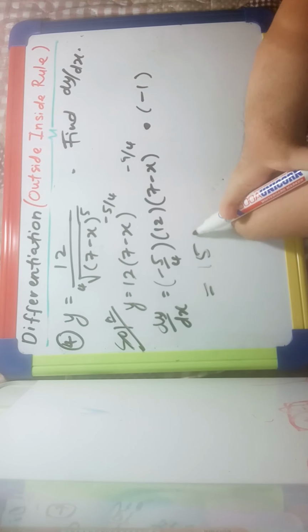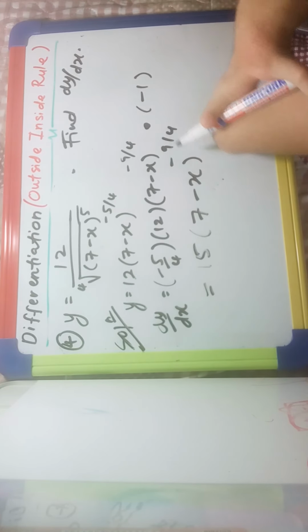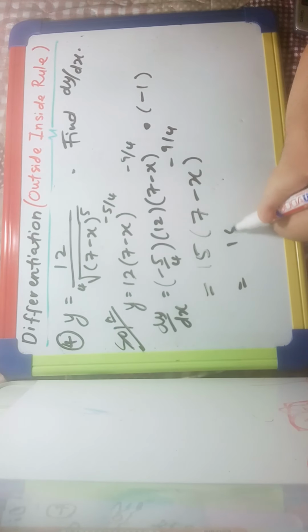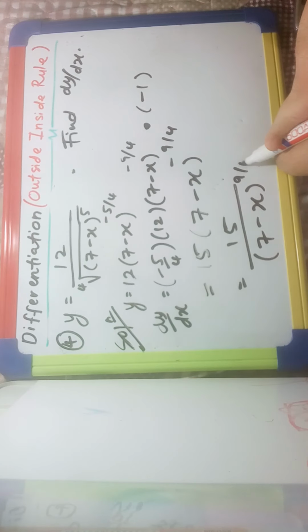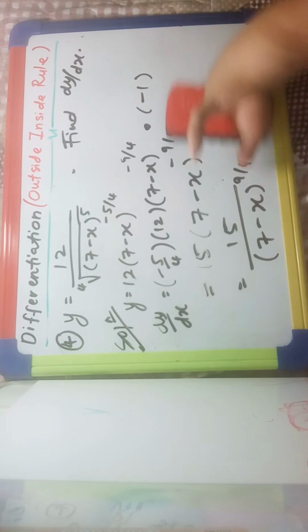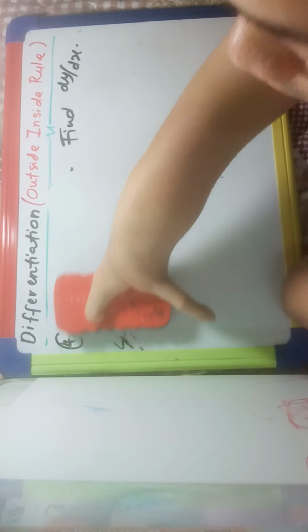How about this one? In bracket 7 minus x to the power of negative 9 over 4. So this is the negative power, change into positive. So 15 over, in bracket, 7 minus x to the power of 9 over 4. So this is our final answer, dy over dx. Next example, still outside and inside. Example number 5.